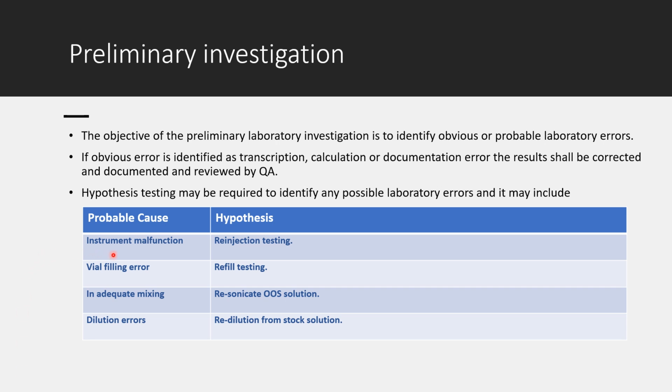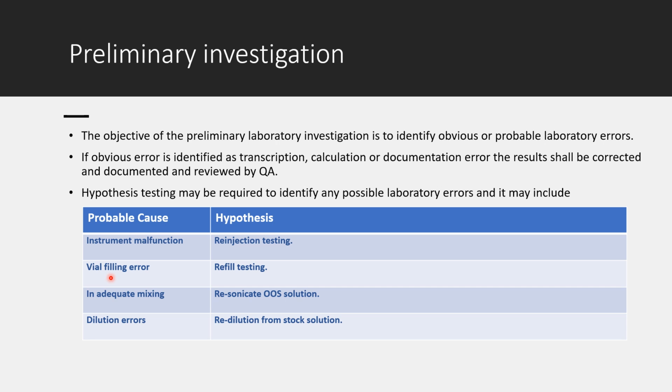So to check the instrument malfunction, re-injection of the retained sample and standard preparation shall be planned. After re-injecting, if the same OOS results are observed, then you can conclude that there is no instrument malfunction. That is, the instrument reproduces the same OOS results, right?